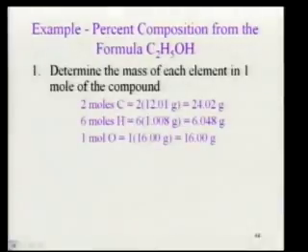Keep them separate. Calculate them. 2 moles of carbon is this much. See how I got that? I looked it up on the table and multiplied it by 2. 6 moles of hydrogen would weigh this much, 6.048. 1 mole of oxygen would weigh 16 grams. Okay, guess what I do now?